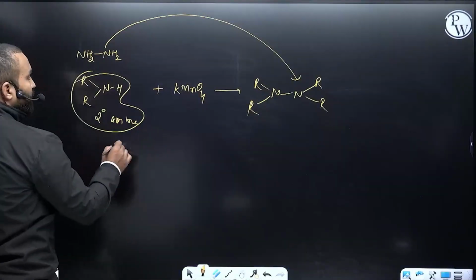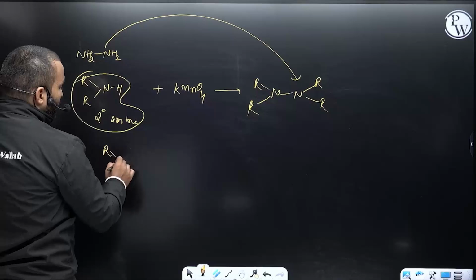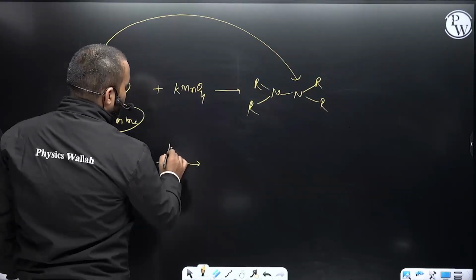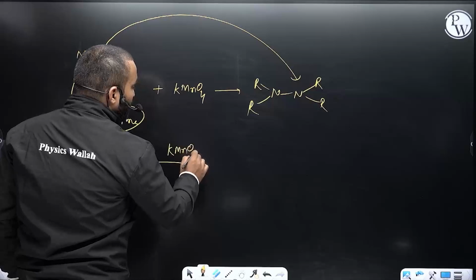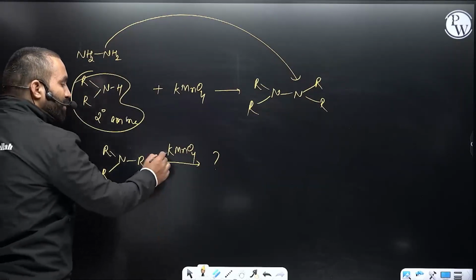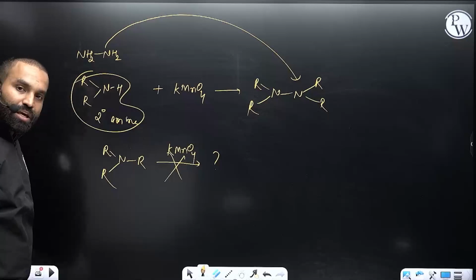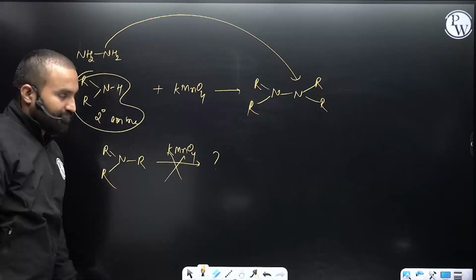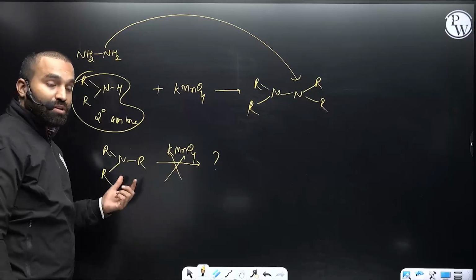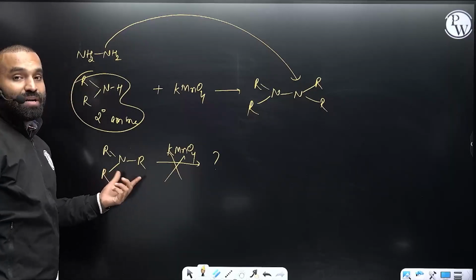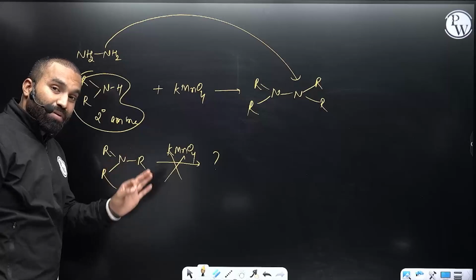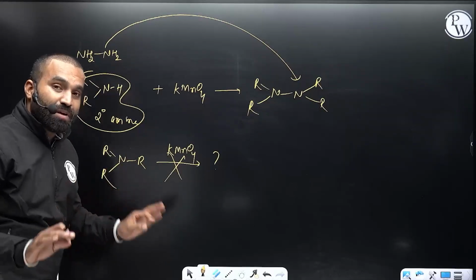Let's take tertiary. If I take R3N, now treated with KMnO4, there is no hydrogen to be removed. So what is going to happen? Nothing. No reaction. KMnO4 cannot oxidize tertiary amine. This again becomes one of the methods. The color of KMnO4 will remain as it is with tertiary amine. Tertiary amine does not react. But in the case of primary and secondary, the color will disappear.